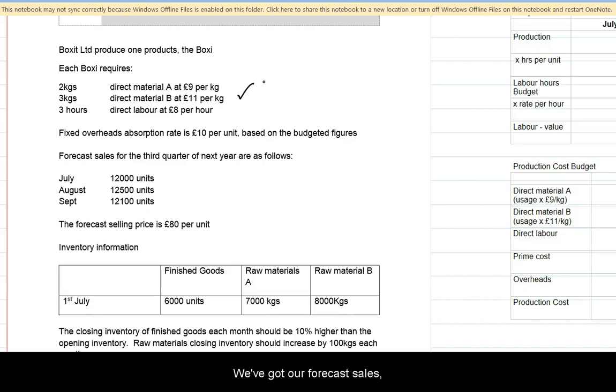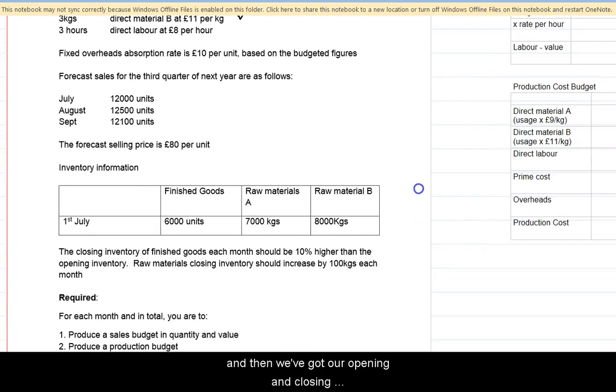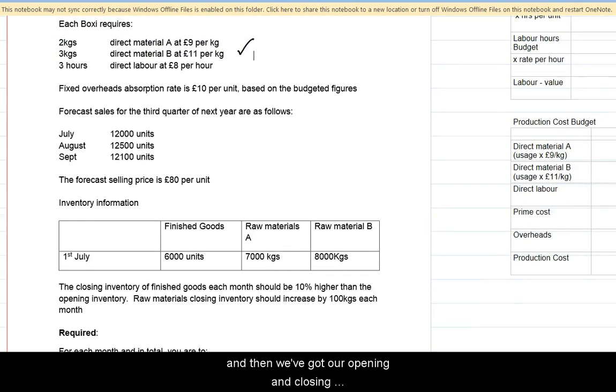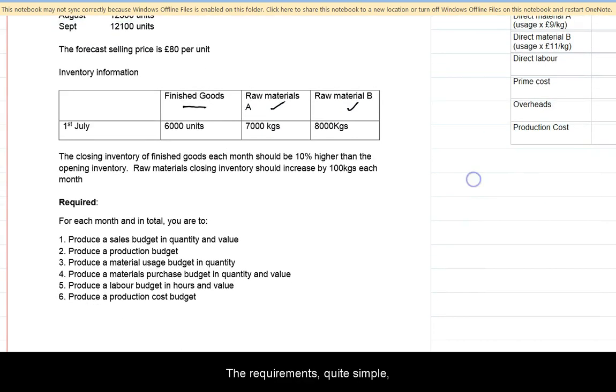We've got our forecast sales, July, August and September, with a selling price. And then we've got our opening and closing inventory information for finished goods and for our raw materials, A and B. The requirements are quite simple. Sales budget in quantity and value. Always watch out for that in questions, because you might be asked to do that quite separately. Those are figures that you won't necessarily use again in your calculations.